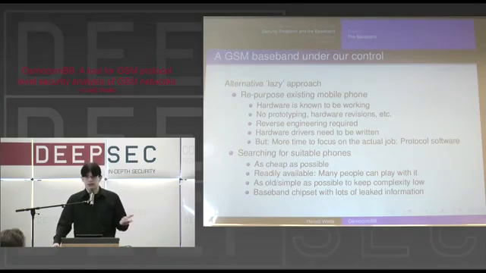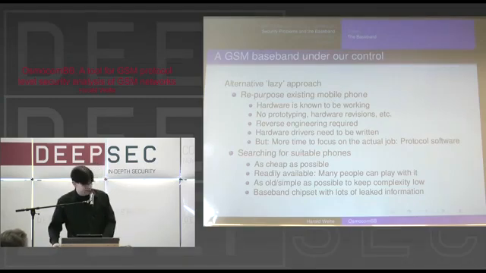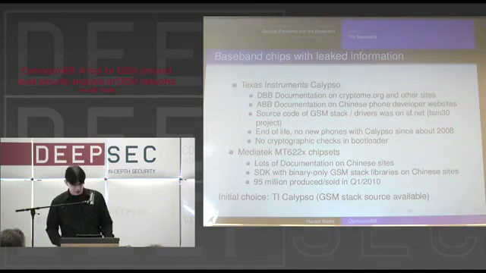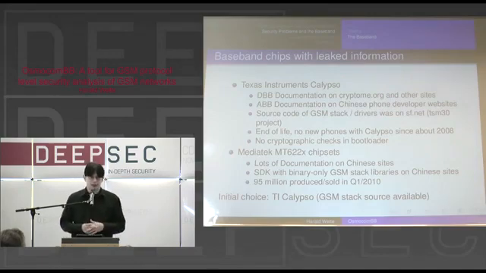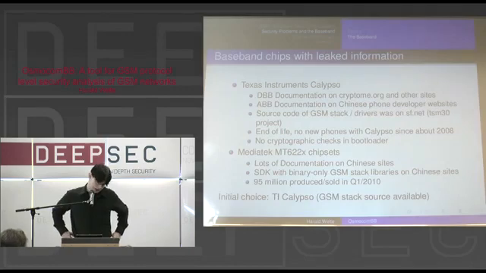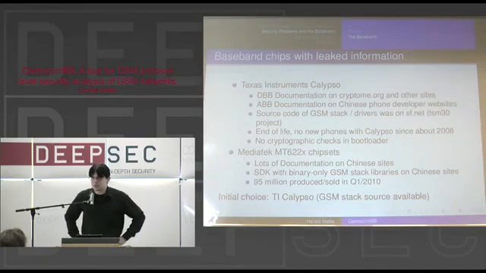Should be old, or simple, in order to keep the complexity of the software low, and there should be a lot of leaked information about the baseband chipset. So what we found as a primary target is the Texas Instruments Calypso chipset, where the digital baseband documentation is on Cryptome. Analog baseband documentation you can find on Chinese developer websites. And the source code of the proprietary GSM stack for that chipset was available on SourceForge for about 4 or 5 years, and thousands of people have downloaded it before it was finally taken down.